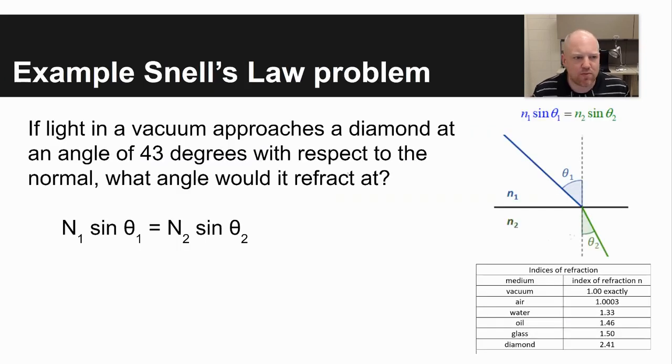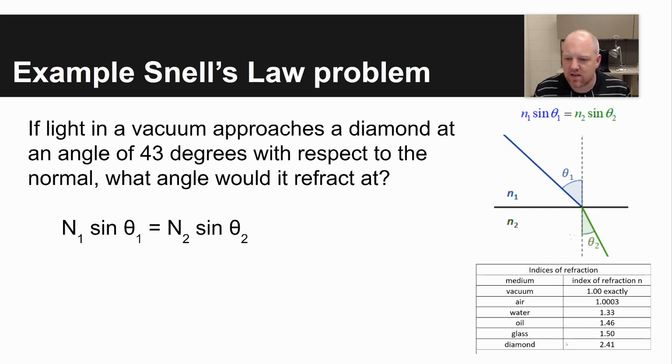An example problem involving Snell's law says, if light in a vacuum approaches a diamond at an angle of 43 degrees with respect to the normal, what angle would it refract at? Light's going to travel different speeds through different substances. In a vacuum, light travels its normal 3.0 times 10 to the 8th meters per second. But in a diamond, if you look at the chart found in the bottom right of this slide, the index of refraction is 2.41. There are no units, it's just a number here.